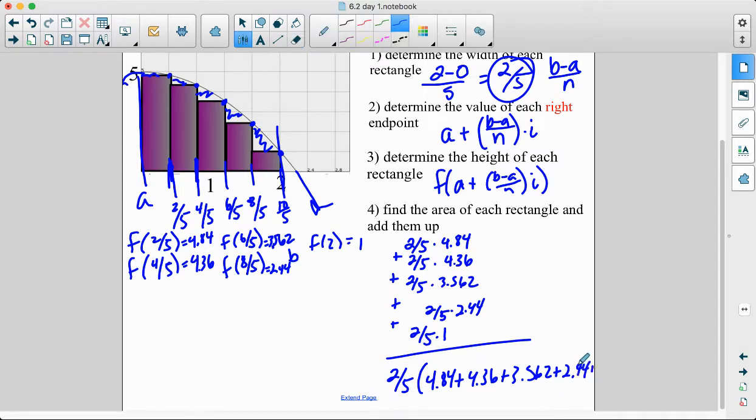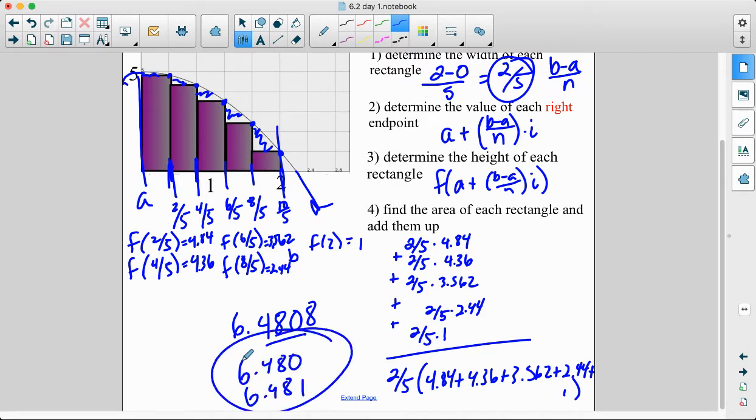It's just the distributive property helping us out there. All right, so 4.84 plus 4.36 plus 3.562 plus 2.44 plus 1, and then all of that times 2/5. About 6.4808, and we want it to 3 decimals, so 6.480 is fine, or 6.481 is fine. So that's just an approximate area under the curve between 0 and 2 down to the x-axis.